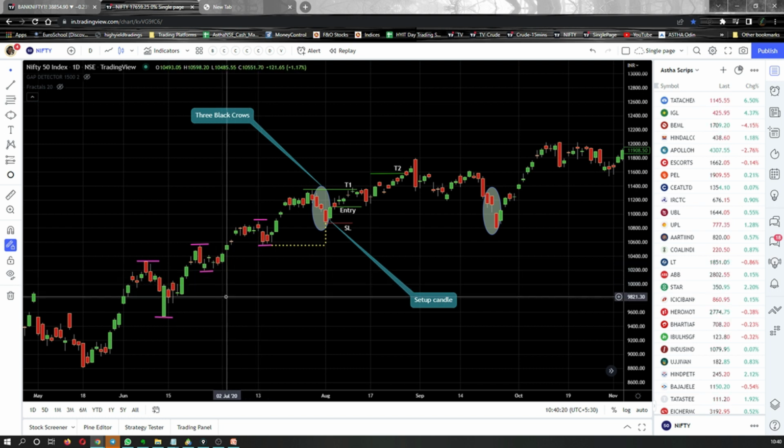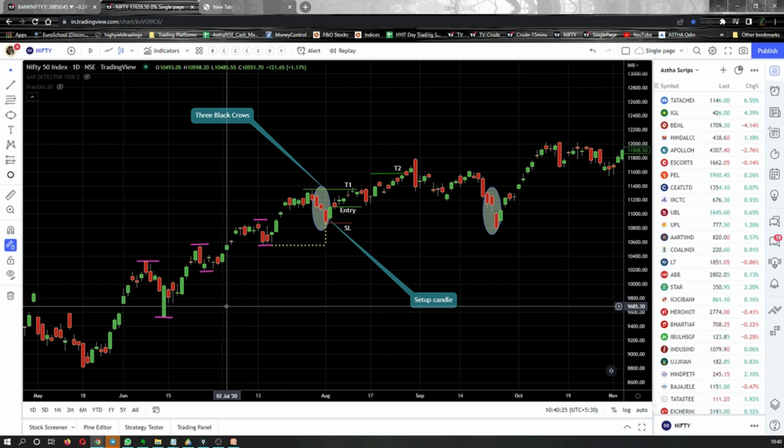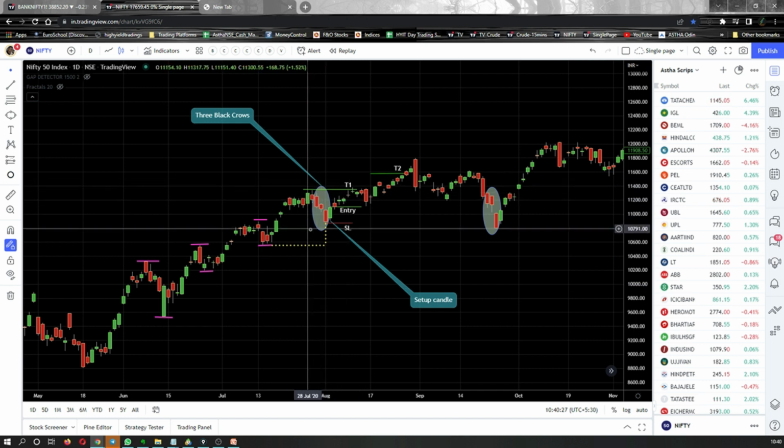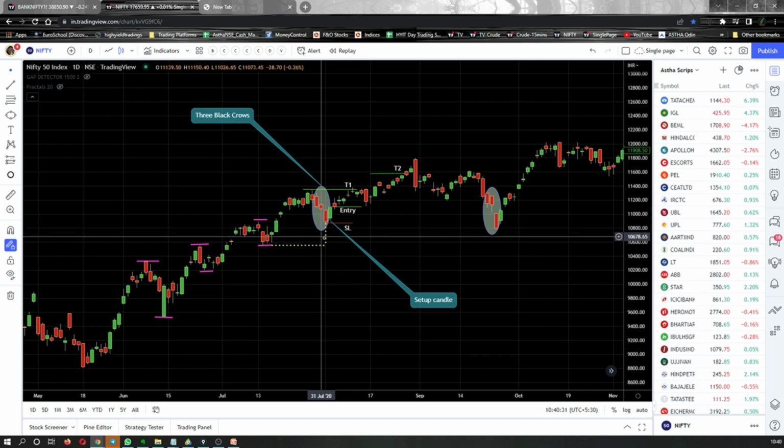Now the second prerequisite is to look for three red candles. Concentrate and focus on this particular area, the one in an oval shape. We see three red candles, right? Let me bring in the pen. One, two, and three. These three red candles, formed one after the other in the downward direction, make the three black crows.